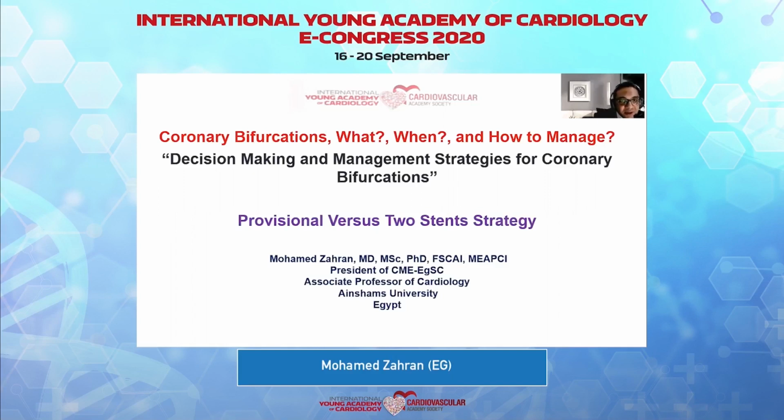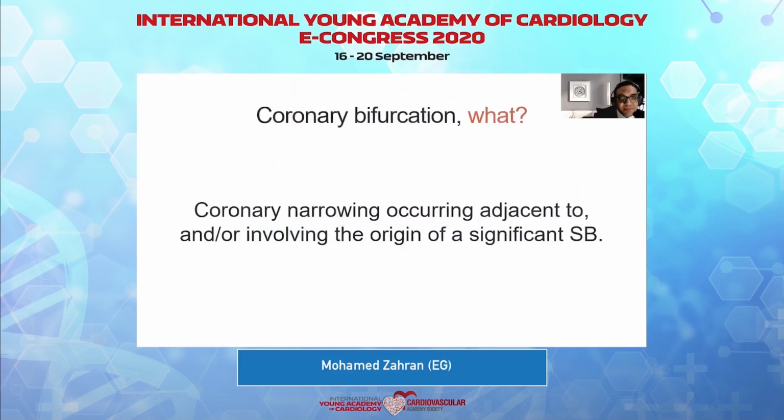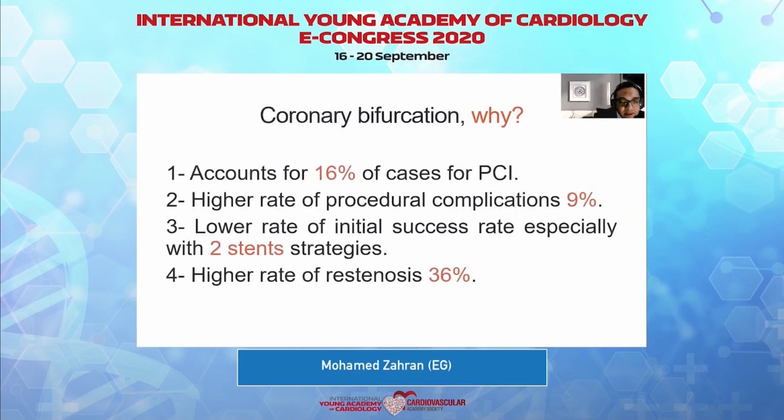So my topic will be coronary bifurcations, the decision-making and management strategies, mainly the provisional versus the two stents strategy. So what's a coronary bifurcation? A coronary bifurcation is a significant coronary narrowing occurring adjacent to and/or involving the origin of a significant side branch.